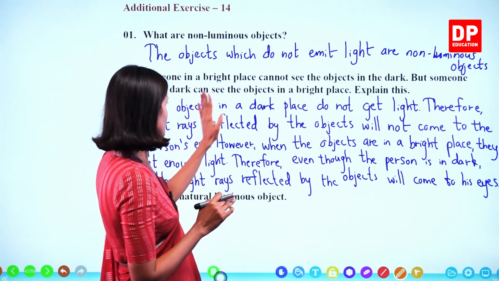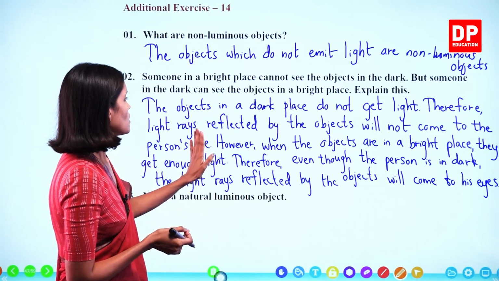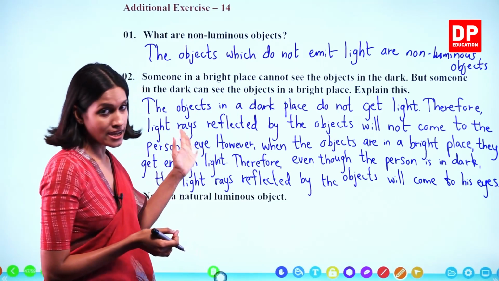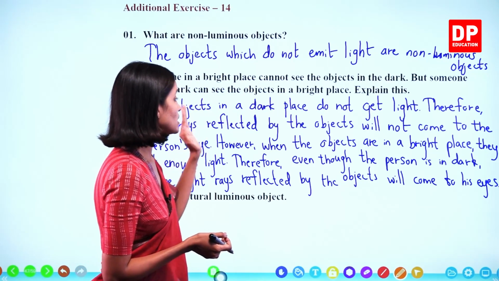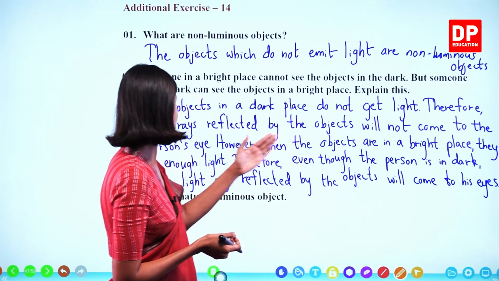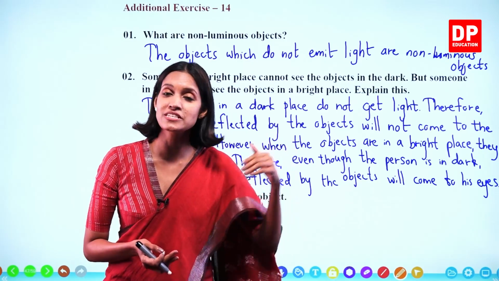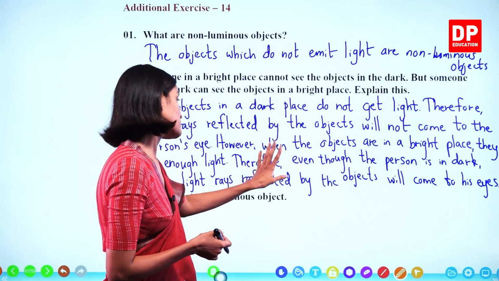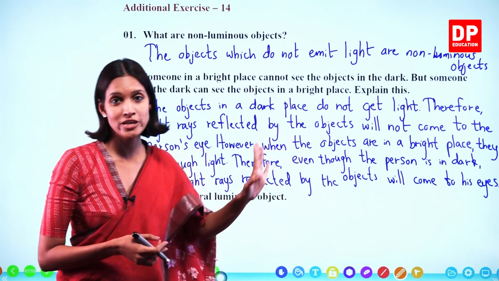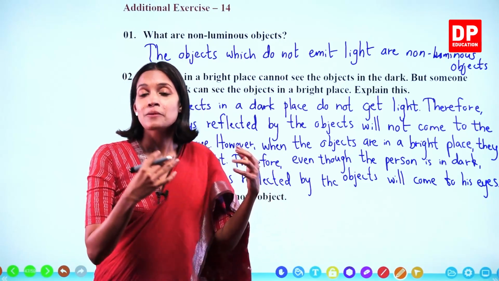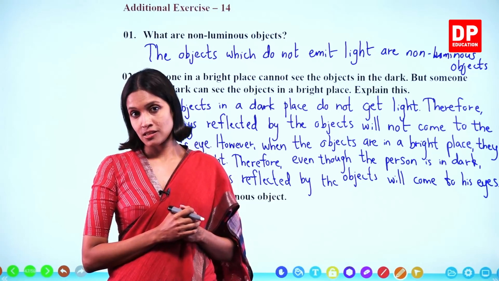The second instance. However, when the objects are in a bright place, they get enough light, right? Therefore, even though the person is in dark, the light rays reflected by the objects will come to his eyes. No matter whether the person is in a bright place or dark place, if the objects are in a bright place, the person can see the objects.